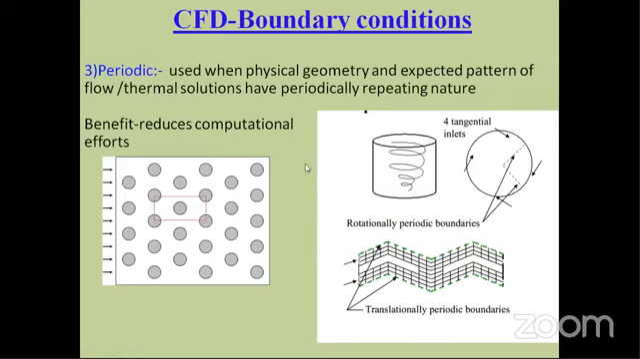Translational periodicity. Now take the right-hand side example. There are four injectors, and they are symmetric about the axis. So we can make four segments, and one segment is repeated. The line shown in green, we can treat it as rotational periodic. So we can simulate only the quarter, one fourth portion of the cylinder, and that will save a lot of effort. Similarly, I have shown one more translational periodic example at the bottom.